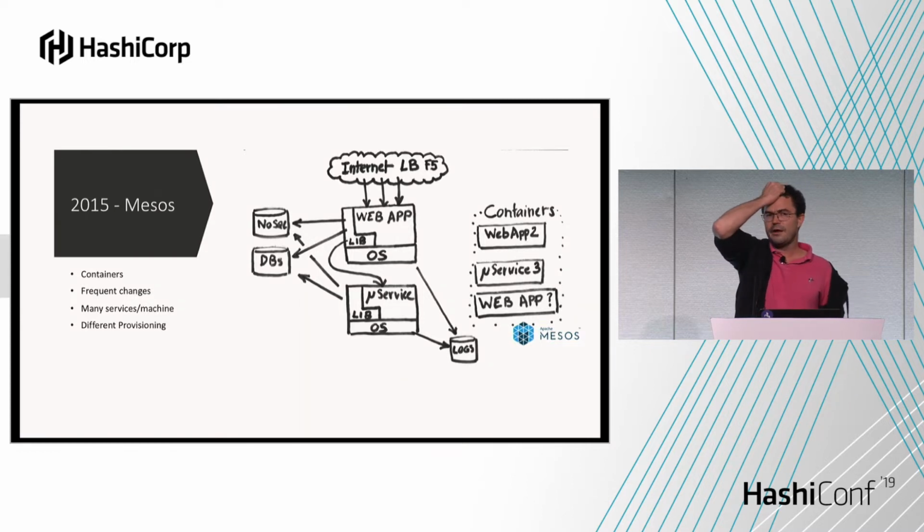In the year after, we introduced Mesos. So you know Mesos, it's basically a system to deploy and run containers. The big difference between our static system and Mesos is we can spawn a new application very quickly, in a few seconds. It means also that there are frequent changes. And the other point is we can have many, many services packed on a single machine. And of course, it's a completely different provisioning. So everything we had could not work.